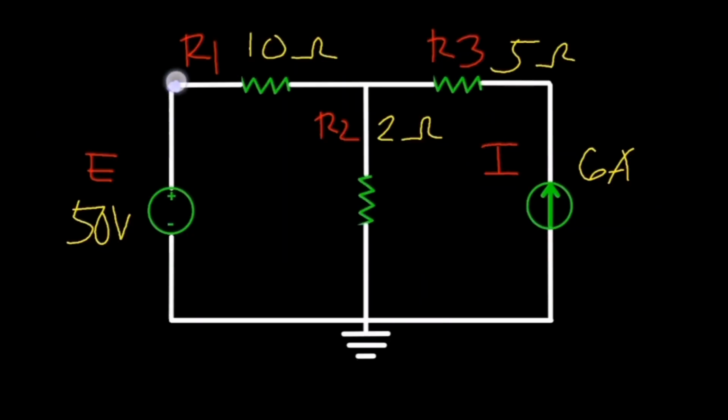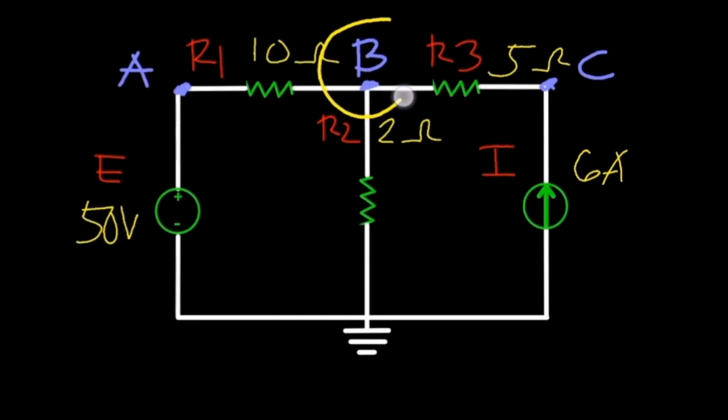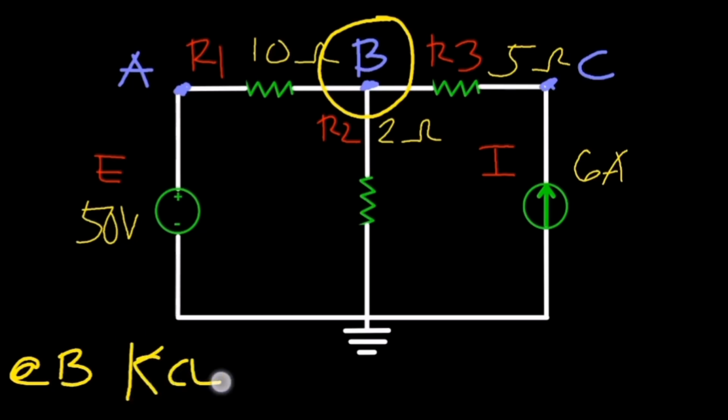Our next step is to designate points in the circuit. We have points A, B, and C. At node B, we will use Kirchhoff's current law, which means that the summation of all currents at point B will be equal to 0.